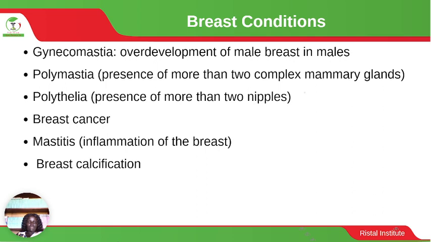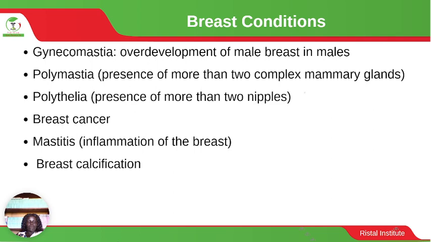Breast conditions, we have gynecomastia. This one refers to overdevelopment of the breast in males. So there are some males whose breasts also develop and become like those of a woman. So that is that condition. Then we have polymastia, presence of more than two mammary glands. Then we have polythelia, presence of more than two nipples on one breast.